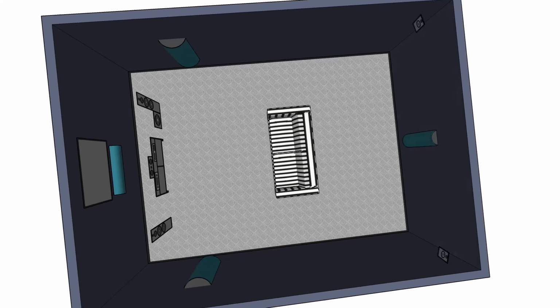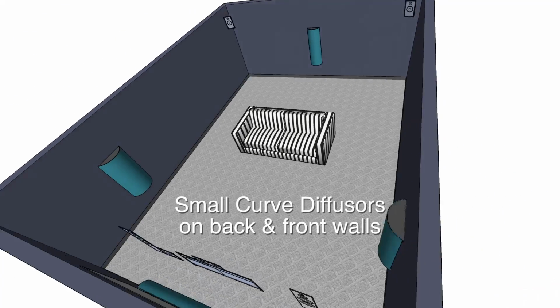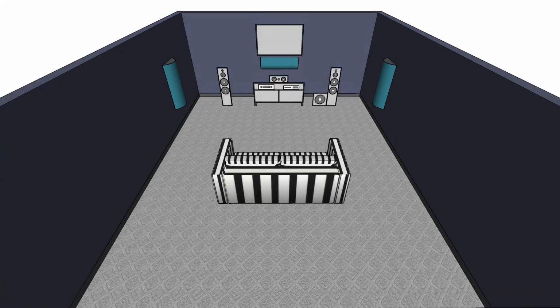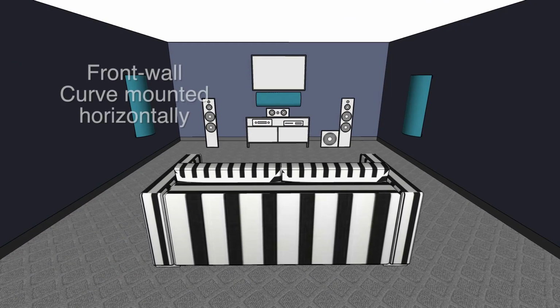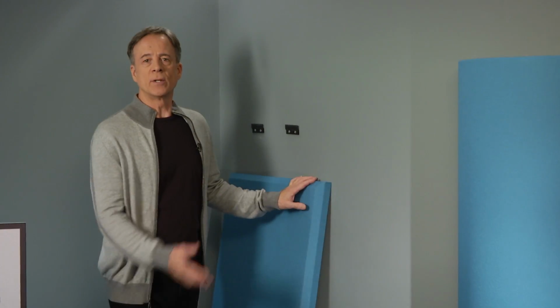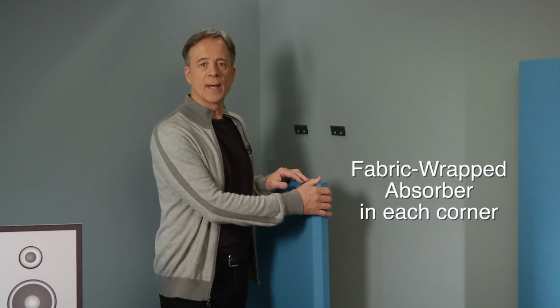Flat surface reflections happen on all 4 walls, so let's place one small curved diffuser on the back wall and one on the front wall. We've mounted the front wall diffuser horizontally because sound moves in 3 dimensions, and it fits with the TV. Because corners make sound bounces worse, we'll use a fabric-wrapped absorber panel in each corner.